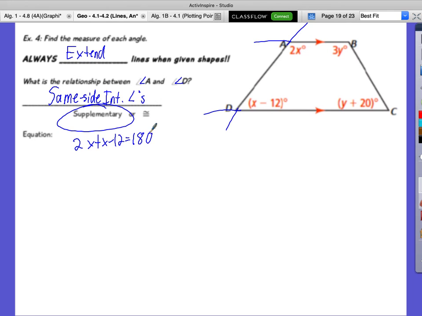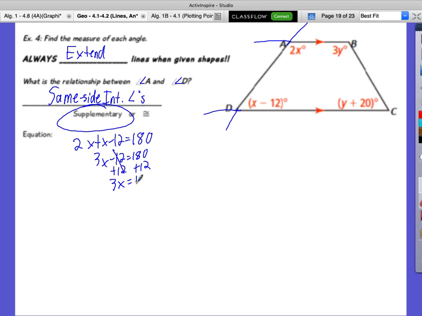Okay, from there, 2x plus x is 3x. 3x minus 12 equals 180. Okay, we're going to add 12. We're going to speed run this problem. Here, okay, 168, not quite.